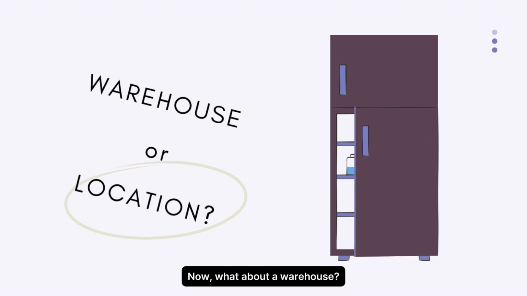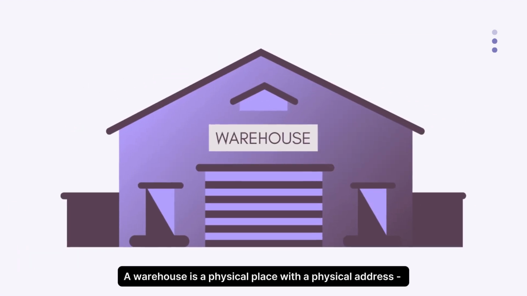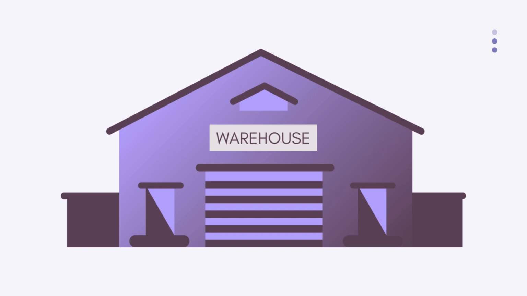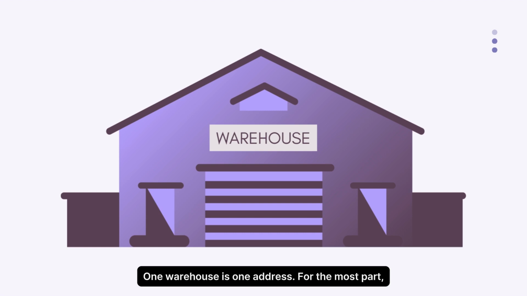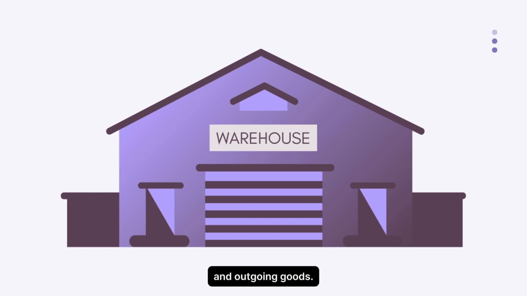Now what about a warehouse? A warehouse is a physical place with a physical address, an actual building where your items are stocked. Here's a tip. One warehouse has one address. For the most part, a typical warehouse is a designated inbound area, storage area, outbound area, and as many locations as needed to smoothly organize the flow of incoming and outgoing goods.